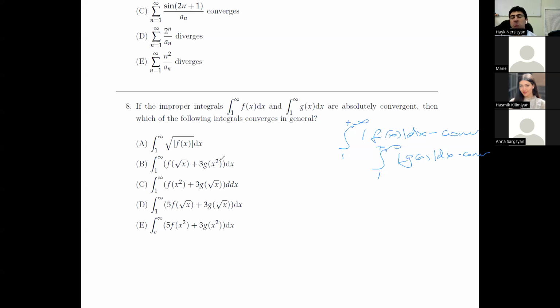Please, do you have any suggestion? Which of the following? So we should find which of the following integrals is convergent. The remaining 4 are divergent. Can you see here some divergent examples?